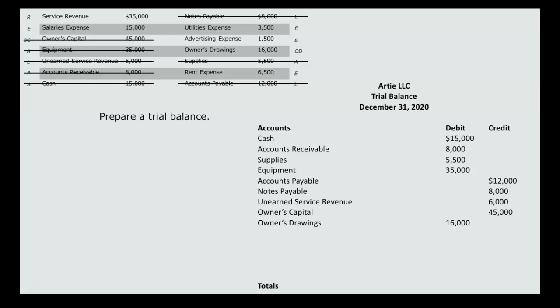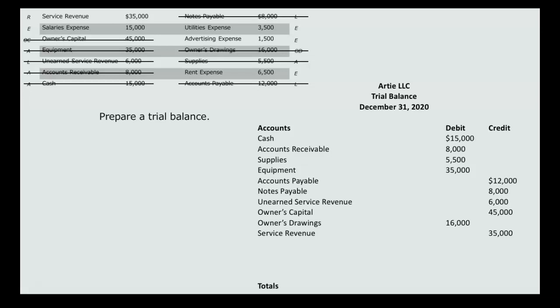So our next piece in the expanded accounting equation is our revenue. So we take a look up at all of our accounts that we have listed, and we have one revenue account. We have service revenue for $35,000. Just like we said earlier, revenues are credits. So that $35,000 will go over on the credit side. So we don't have any other revenue accounts.